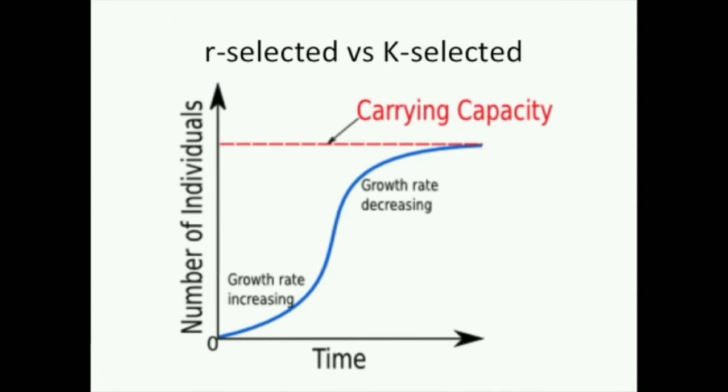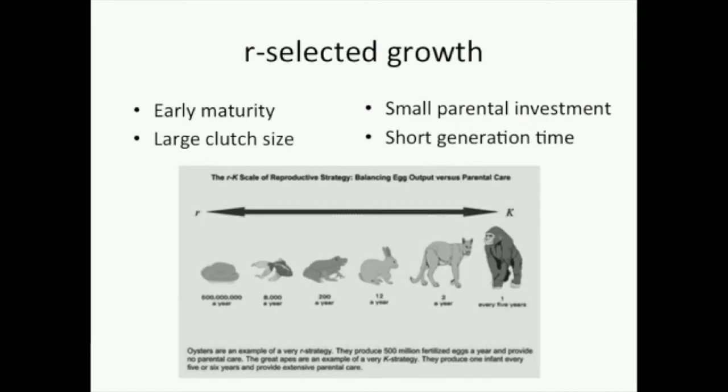Another classification system for life histories is K and R selection. The concept of R-selected versus K-selected growth comes from the logistic model of population growth. The traits of R-selected species are early maturity, a large clutch size, small parental investment, and a short generation time. These traits maximize reproduction and rapid growth rates.